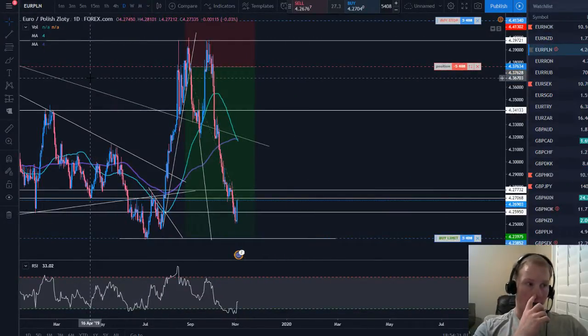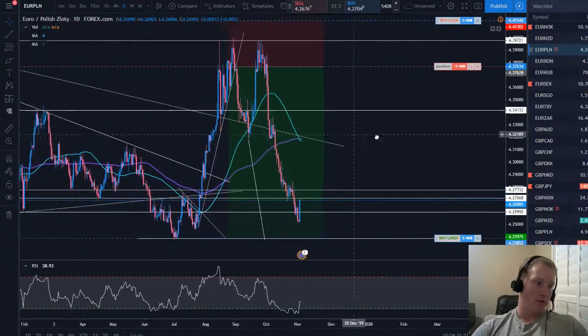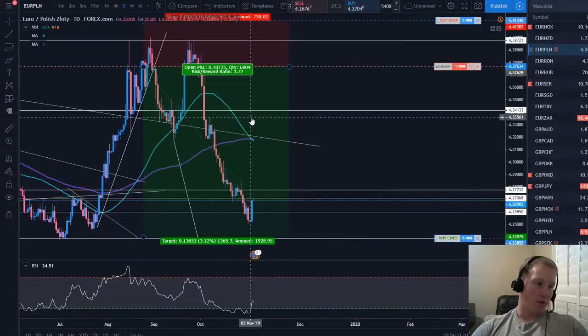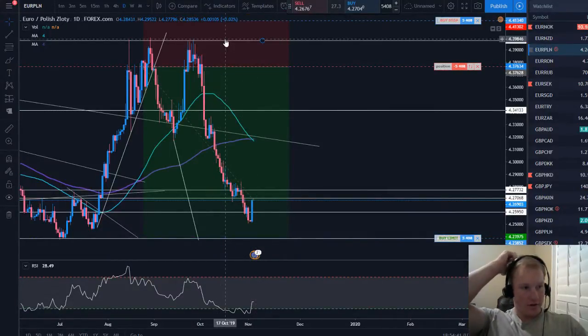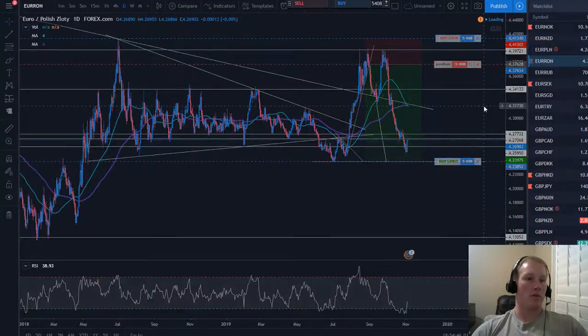Euro Polish zloty I have a trade on. I've had this for a while now. It actually caught some upside today, so we'll see how long that lasts. Still confident it's going to hit my take profit, but we'll see.